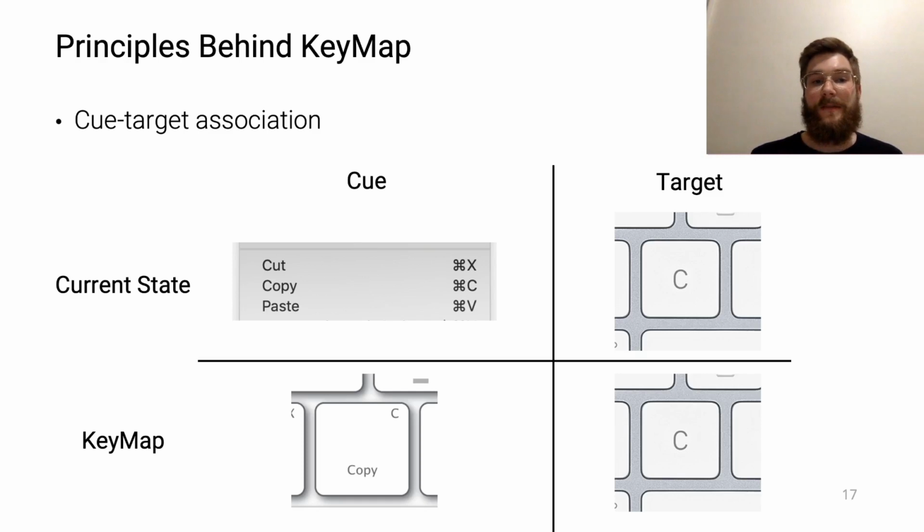And so in the case of the current state of things, the cue is going to be the linear menu. The target is the same in both cases, but it's not clear what the association is between a linear menu and a keyboard. However, with KeyMap, this association is quite clear and quite strong. We can see that those images look almost identical to one another. So there's a very strong cue target association with KeyMap, which should help people remember it.